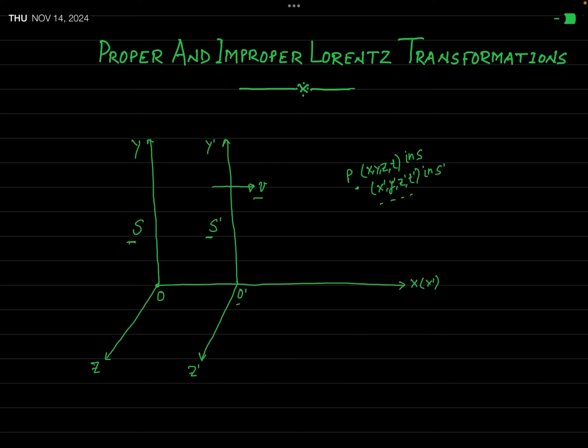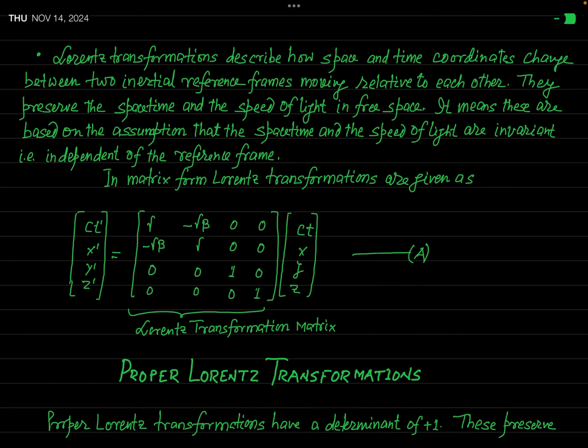Taking these two invariants, the space-time interval and the speed of light in free space, into account, Lorentz derived the transformation equations. When you studied the Lorentz transformation equations in my earlier videos, you saw that in matrix form these transformation equations are given like this, which I have defined here.